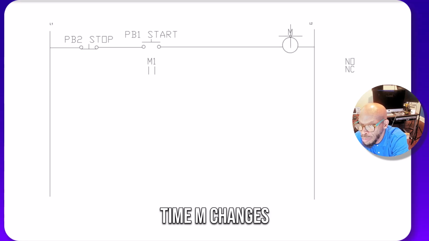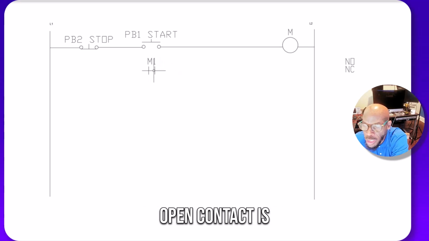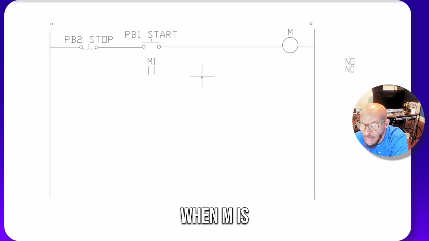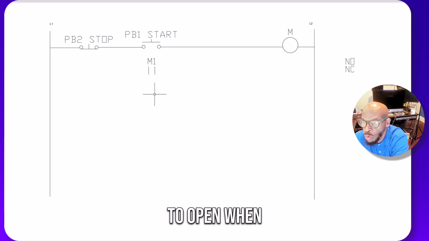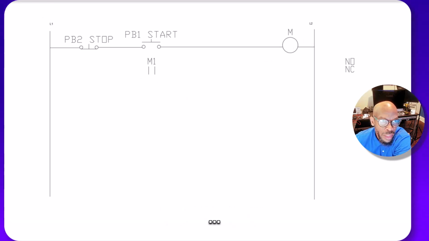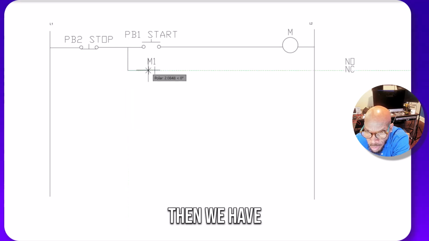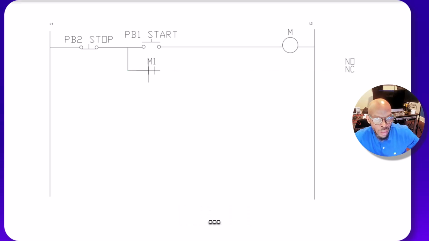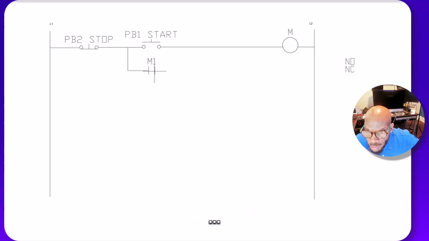So every time M changes, then these contacts are gonna change. So this normally open contact is gonna close when M is energized. The normally closed contacts, which I'm going to show you in a minute, is going to open when M is energized. So let's draw the lines. Let me show you here. We go here, then we got to go here. We got this line, it goes here.